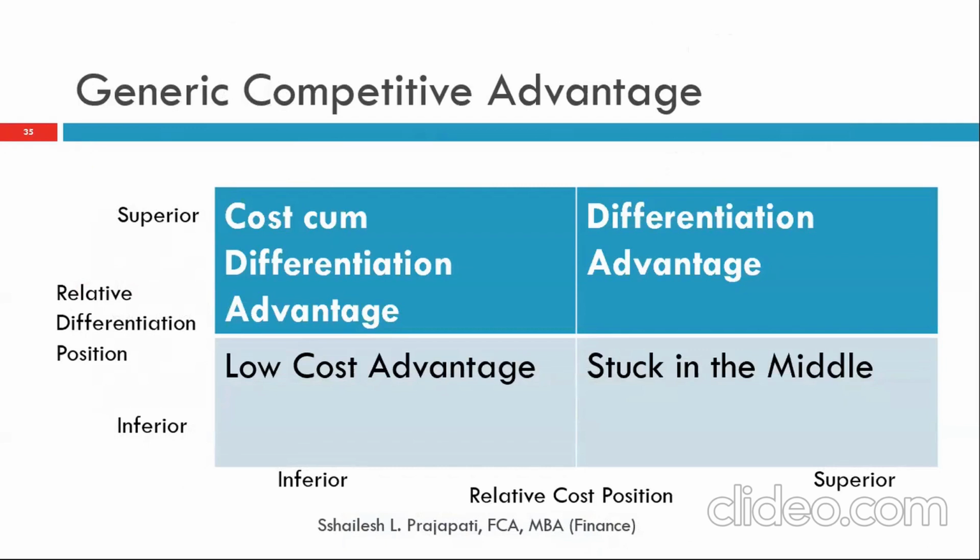The x-axis shows a relative cost position and the y-axis shows relative differentiation position. If on both axes, x-axis and y-axis, you look at the extreme higher side, superiority will be there. You have a differentiation advantage. If the relative cost position is on a lower side and the relative differentiation is on a higher side, there will be a cost cum differentiation advantage. We'll see some examples over here.